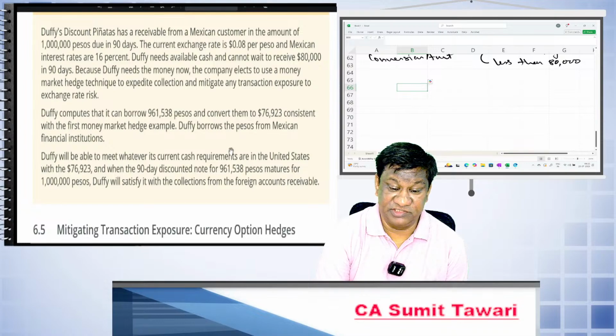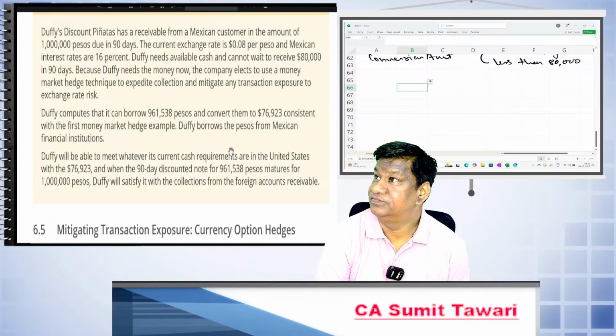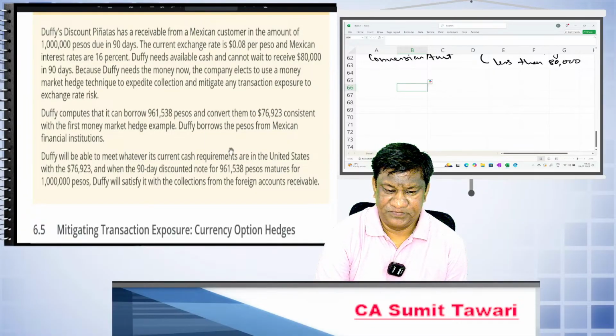The current exchange rate is 0.08 per peso and the Mexican interest rate is 16%. Duffy needs available cash and cannot wait to receive 80,000 in 90 days. So because Duffy needs the money now, the company elects to use a money market hedge technique to expedite collection and mitigate any transaction exposure to the exchange rate. Okay.